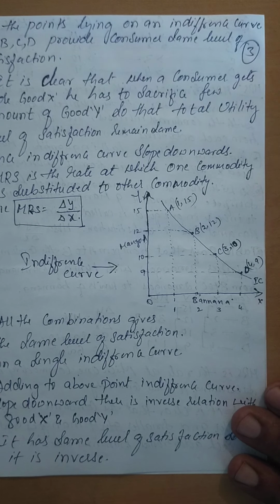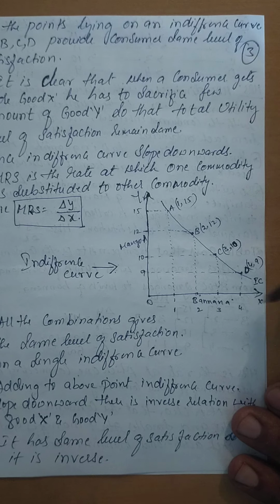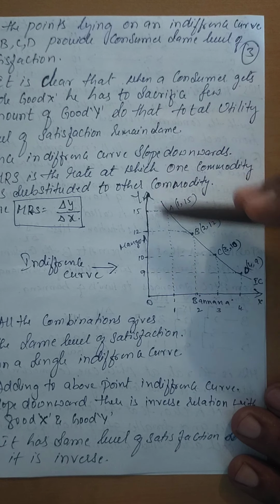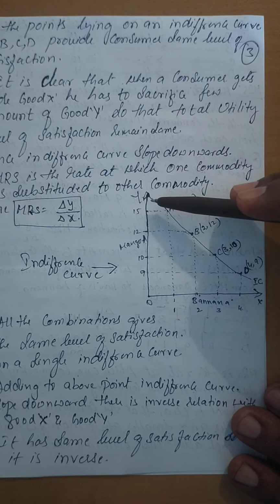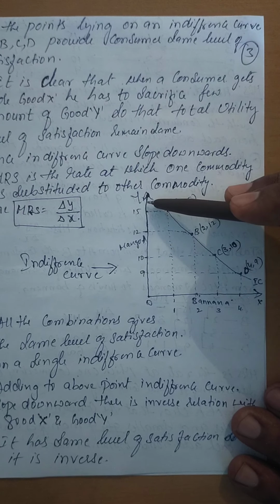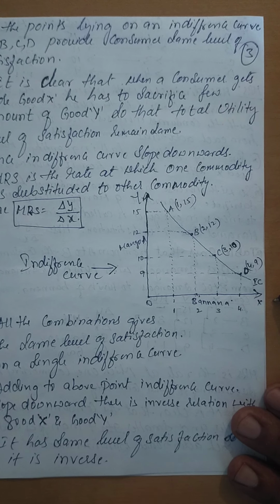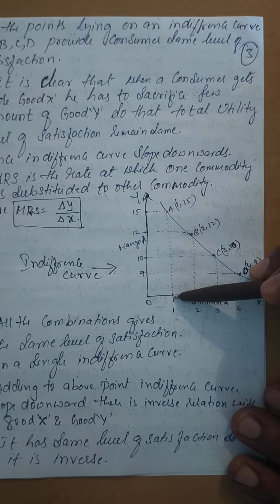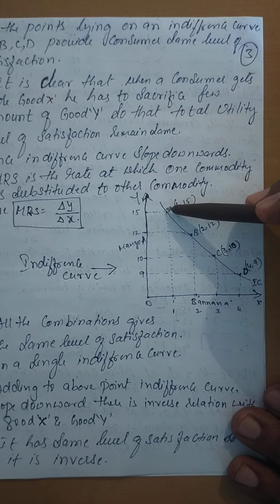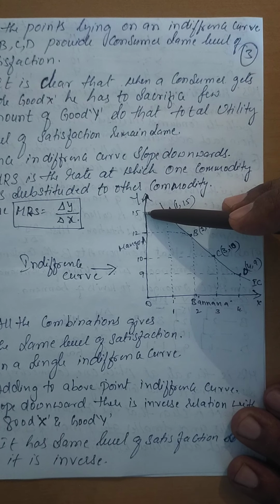Try to use pencil and scale, so that if any mistakes happen, you can erase and redraw the things, okay? So on the x-axis it is banana, on the y-axis it is mango, okay? The level of consumption has been given here, so mango's consumption level and banana's consumption level. When 1 unit of banana is being consumed, 15 units of mango is also being consumed in the initial stage.